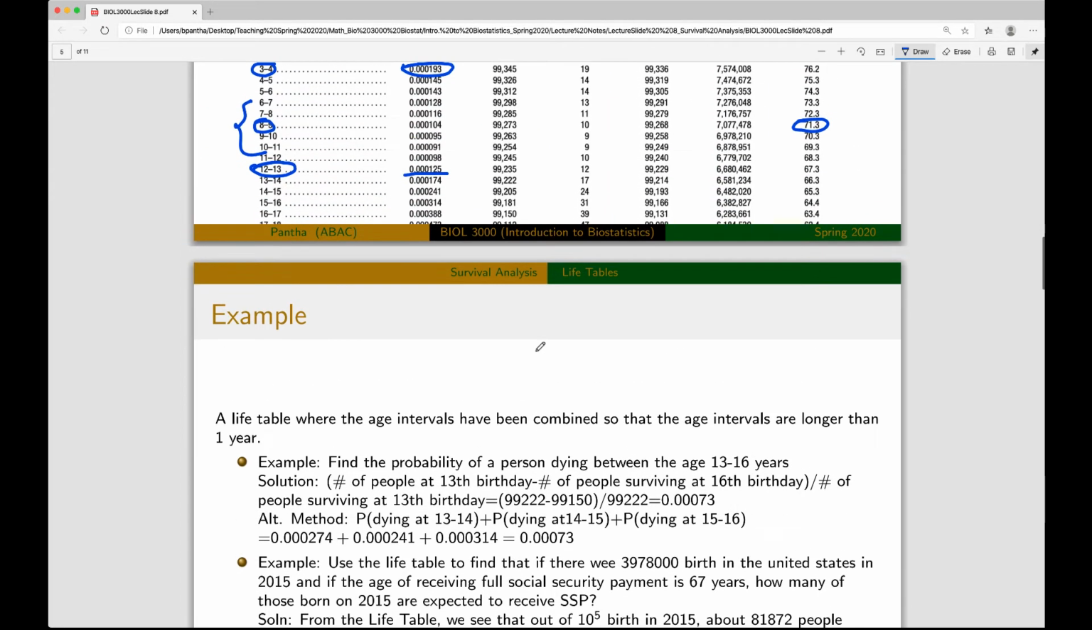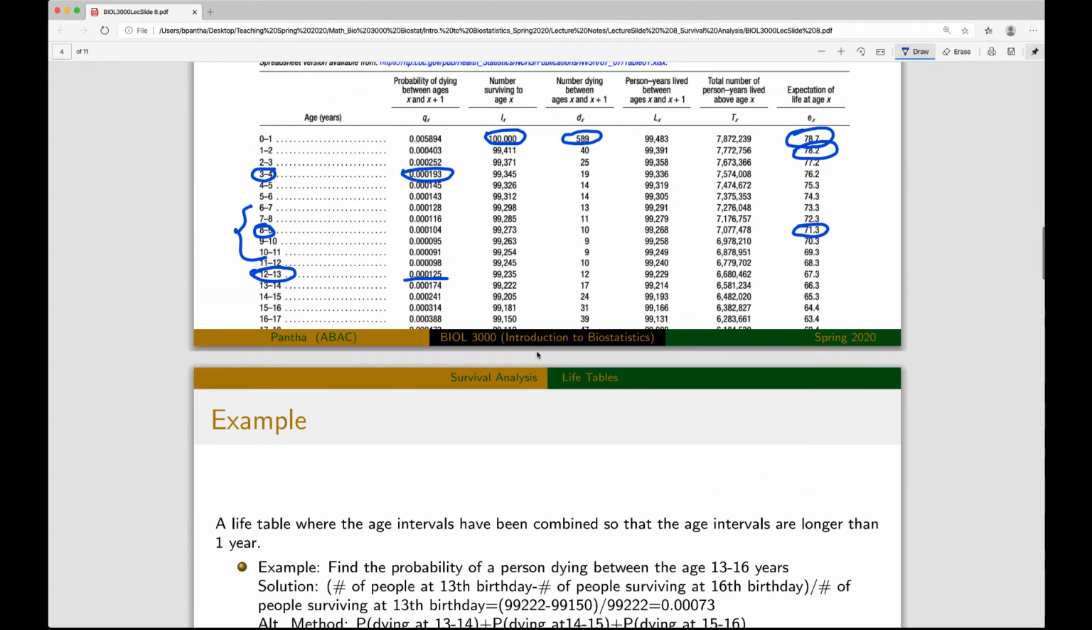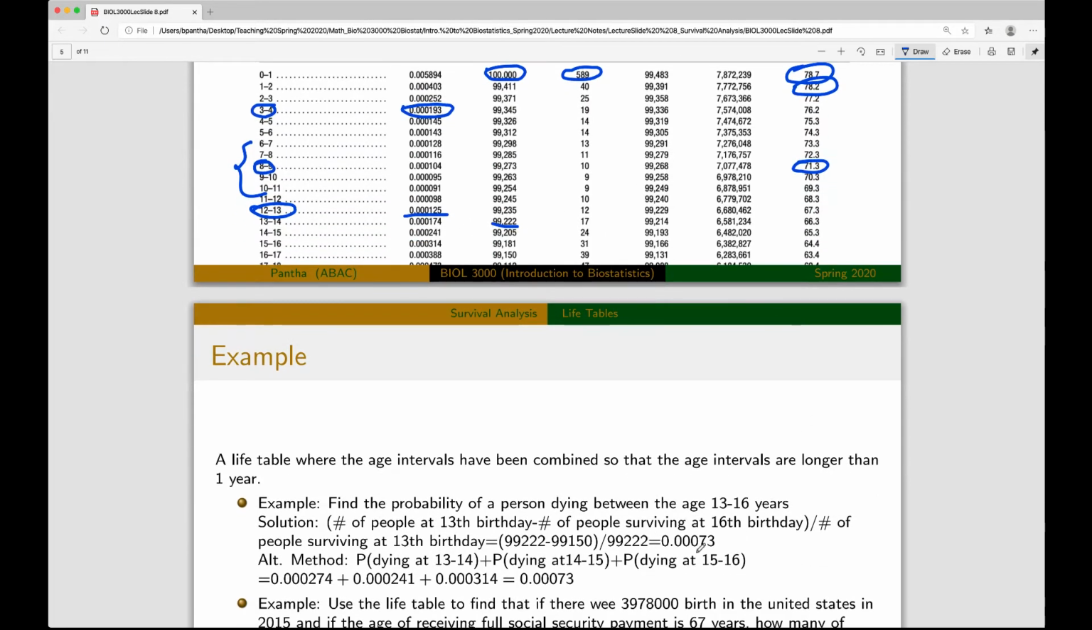So we use that table. The number of people surviving at the 13th birthday is 99,222, and the number of people surviving at the 16th birthday is 99,150. You subtract that and divide by the number of people surviving at the 13th birthday, that value, right? This is what you will get. This is the probability that, if you were born in 2015, you will die between age 13 and 16 years.